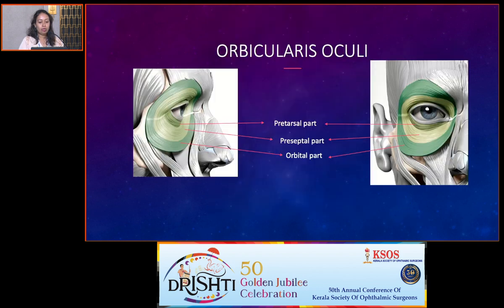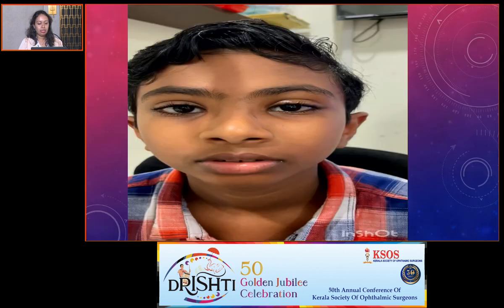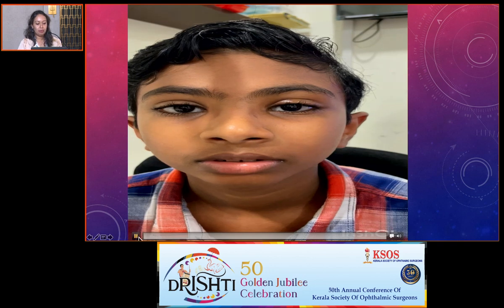The orbicularis has three parts: the pretarsal part, which is just above the tarsus; the preseptal part, anterior to the septum. These two help in the reflex closure of the eye, and the orbital part helps in the voluntary forceful closure of the eye. So let us move on to the different types of spasms.